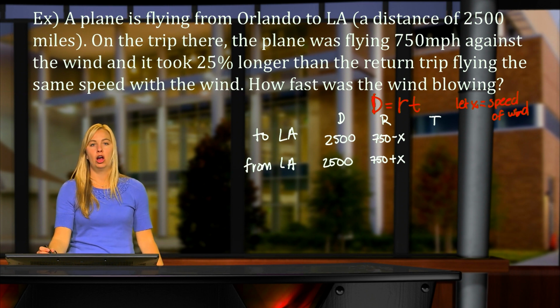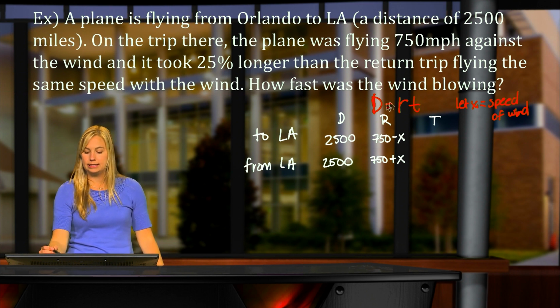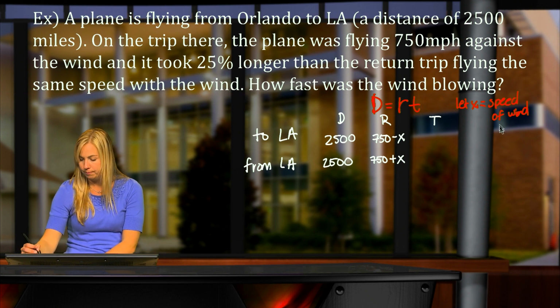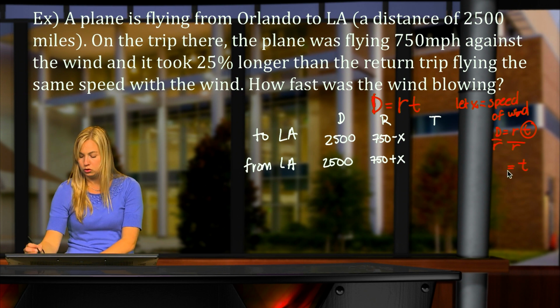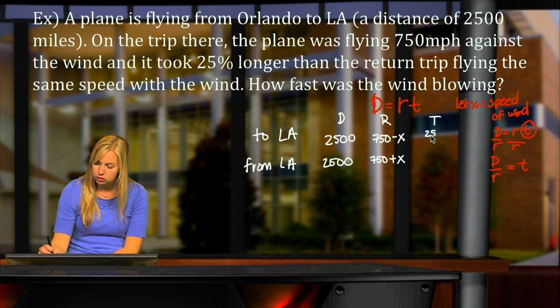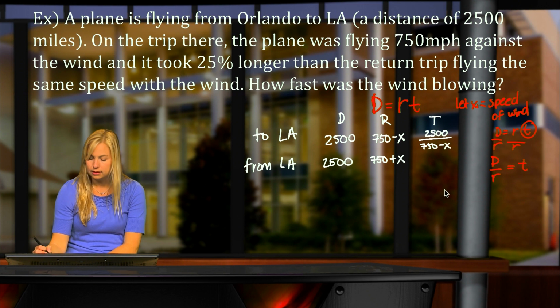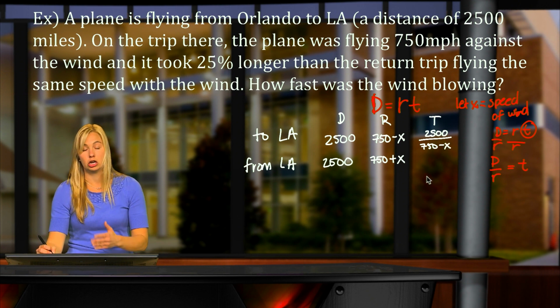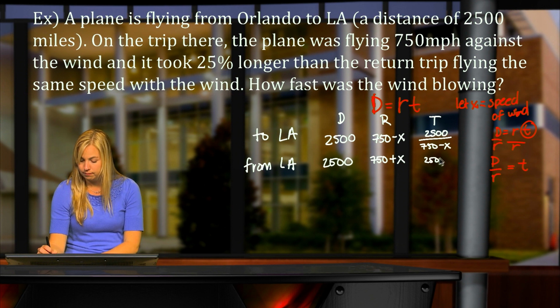Now to figure out our time column, we're actually going to use that relationship that distance is equal to rate times time. If distance equals rate times time, what does time equal? To solve for t, we divide both sides by r. So time is equal to our distance divided by our rate. And we have our distance and our rate for both trips. So the time is going to equal 2,500 divided by 750 minus x for the trip to LA. The trip on the way back is going to be 2,500 divided by 750 plus x.